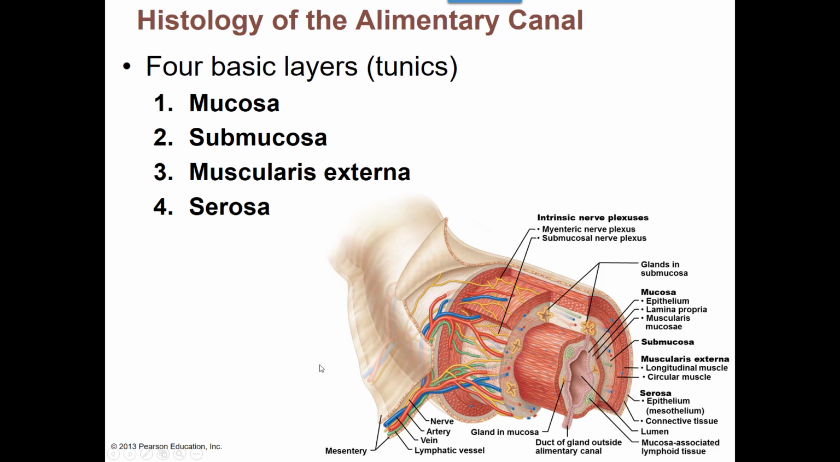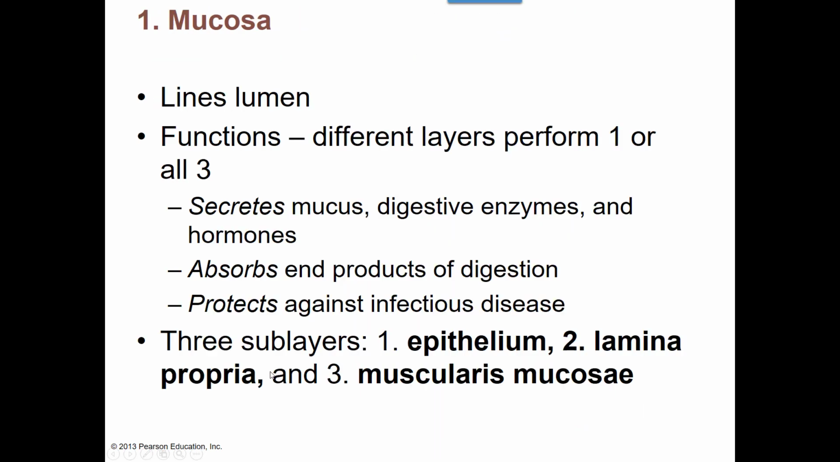Again, they can have a few differences between them as you go through the digestive tract, but there's still 4 basic layers. So that mucosa, that inside lining, lines the lumen, that's the innermost layer, and depending on its functions, it kind of depends on where in the digestive tract. It might perform one of these functions, or it could perform all 3. But it's there to secrete mucus. It's where it gets part of its name, mucosa. It can secrete digestive enzymes, and it can secrete hormones.